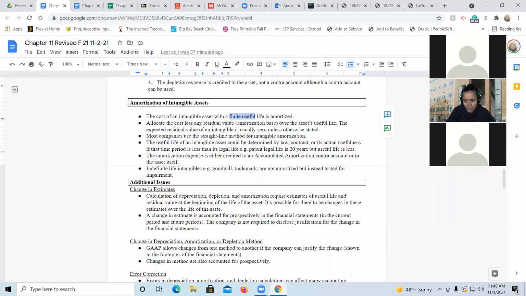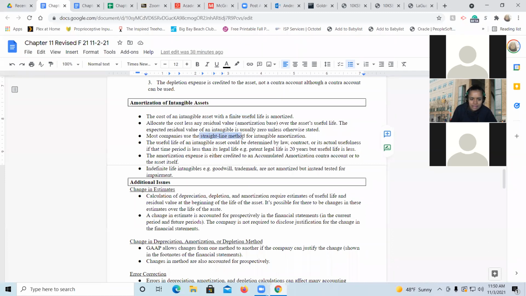I think we have one example where there is a residual value because this company can sell a customer list that they have after they're done with it. But for a patent or something like that, generally the residual value is 0 because when the life of the intangible is over, there's no further value in that asset.